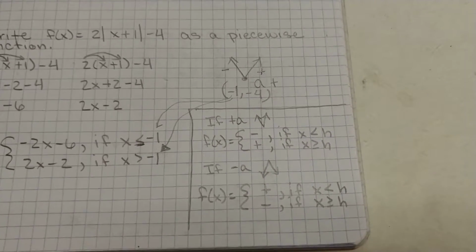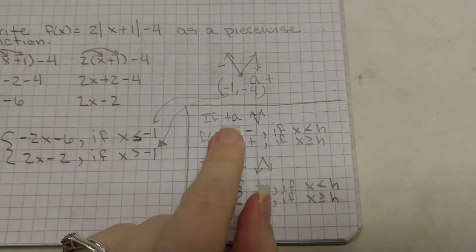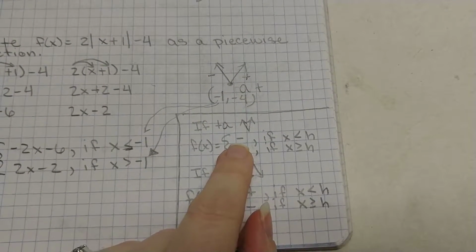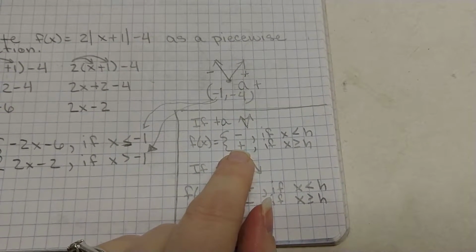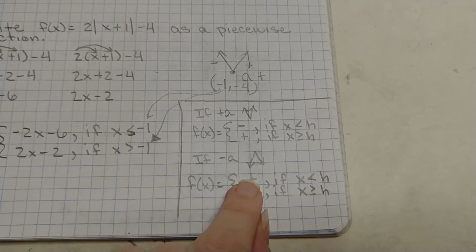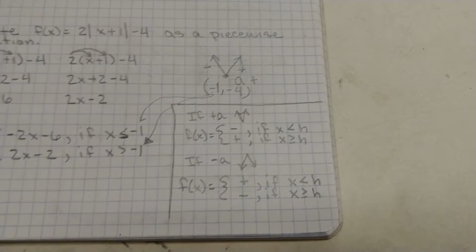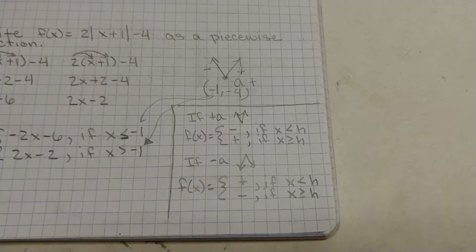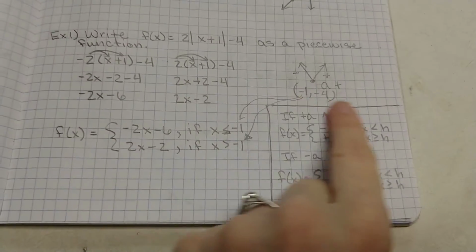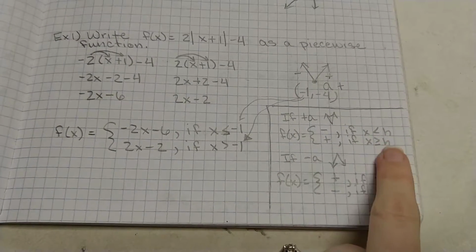This little helper is going to help you when it comes to writing it. If your a is positive, you're opening up, so you'll have your negative equation on top and your positive equation on the bottom. If your a is negative, it's opening down, so your positive equation will be on top and your negative equation on the bottom. I'm going to hold here for a couple minutes so you can get this down. I would highlight this or something because it's going to be very helpful. Remember, this h is coming from the x value of the vertex.